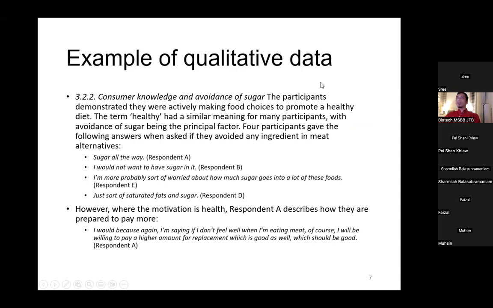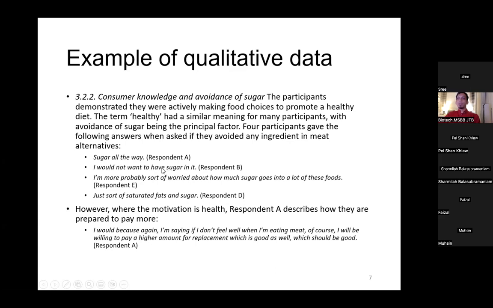This one is an example of qualitative data. For example, they're asking the participants to demonstrate, the participant demonstrated they were actively making food choices to promote a healthy diet. The term healthy had a similar meaning for many participants, so they want to know in terms of their perspective. Participant perspective toward this particular one. With avoidance of sugar being the principal factor, 4 participants gave the following answer when asked if they avoided any ingredient in meat alternative. For example, sugar, all the way. So respondent A says like this, this is respondent B, this respondent C, E, and this is respondent D.